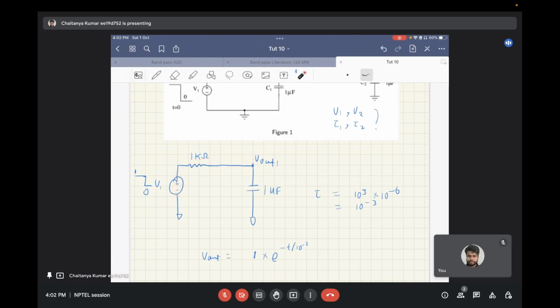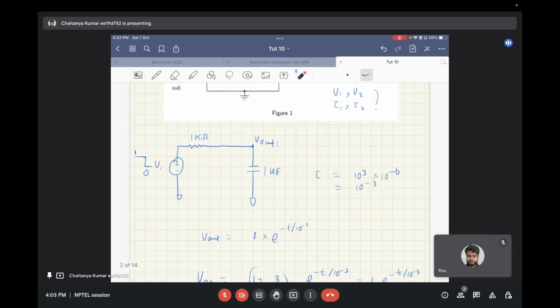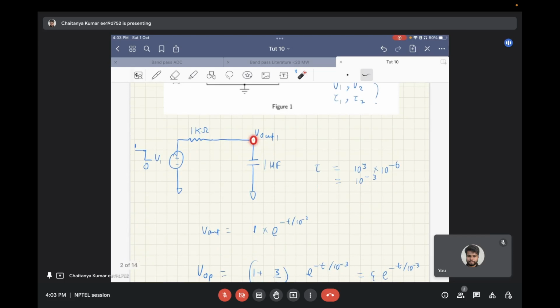Since this is a first order circuit, the time constant tau will be RC, that is 10 to the power 3 into 10 to the power minus 6. So the total time constant comes out to be 10 to the power minus 3. Now this V out 1 will follow a first order decay. So it will be V of 0 into e to the power minus t by RC, and V of 0 is 1, and RC is 10 to the power minus 3.